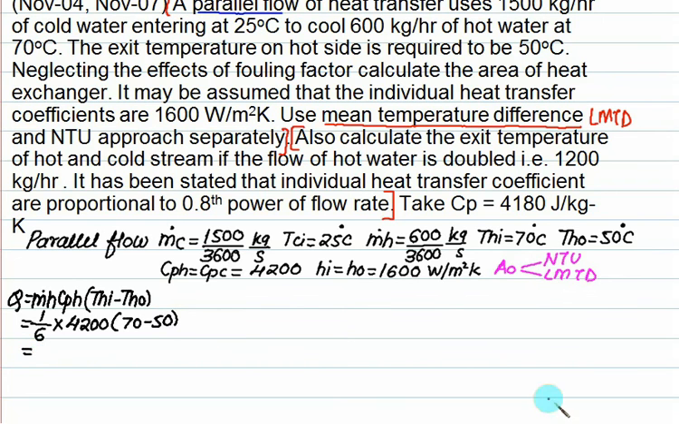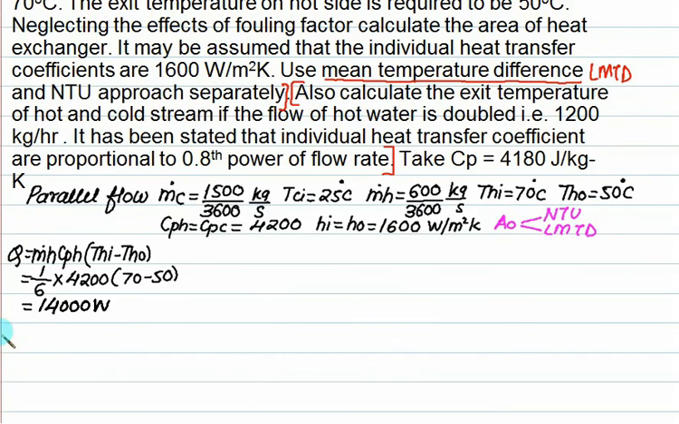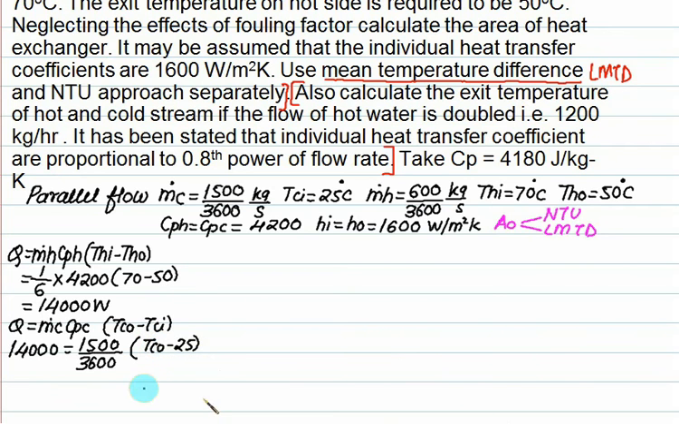So this answer comes out. Similarly, we can use the same equation for the cold fluid: m dot C, CPC, TCO minus TCI. m dot C is 1500 by 3600. We don't know TCO. TCI is 25. TCO turns out to be 33.